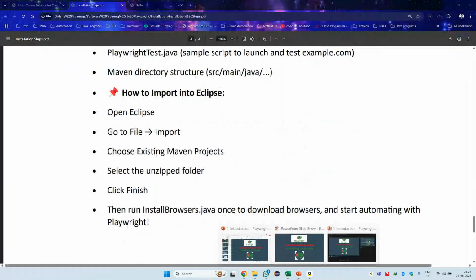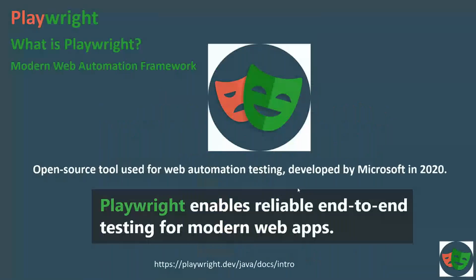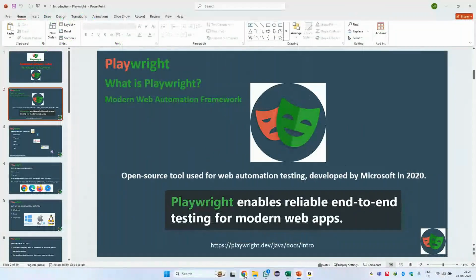Now let's see what is Playwright and what are its features. Playwright is a modern web automation framework. It is an open source tool used for web automation testing. It was developed by Microsoft in 2020. It is mainly for web applications alone. It cannot automate any desktop application. And for mobile applications, it will automate only web applications opened in the browser.